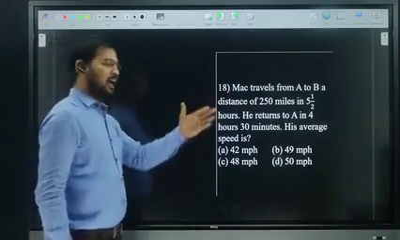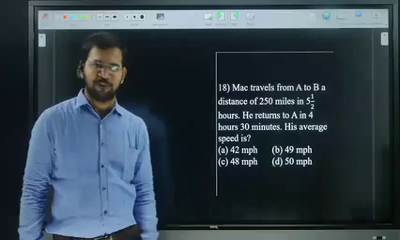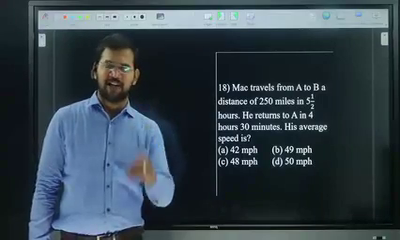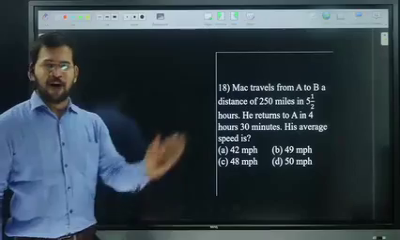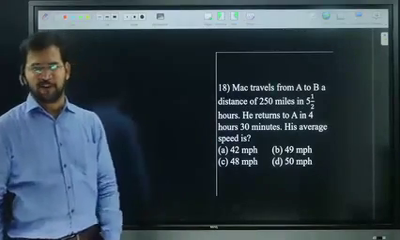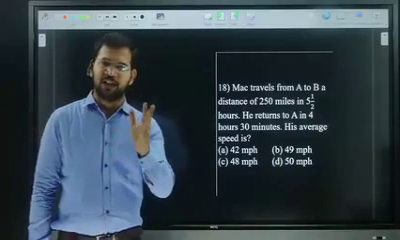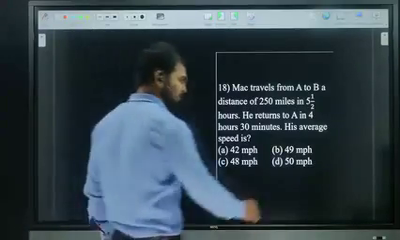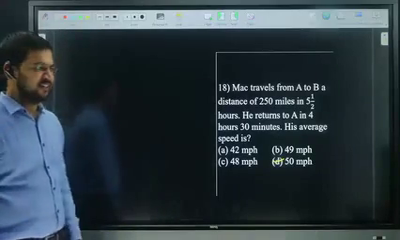So A to B and B to A distance is same. Forward journey is 250 miles, backward journey is 250 miles, total distance is 500 miles. Forward journey is 5.5 hours, backward journey is 4.5 hours, together 10 hours. 500 miles by 10 hours, so 0, 0 get cancelled, 50 miles per hour. Your answer is 50 miles per hour. Option D is the right answer. Are you clear? Very good.